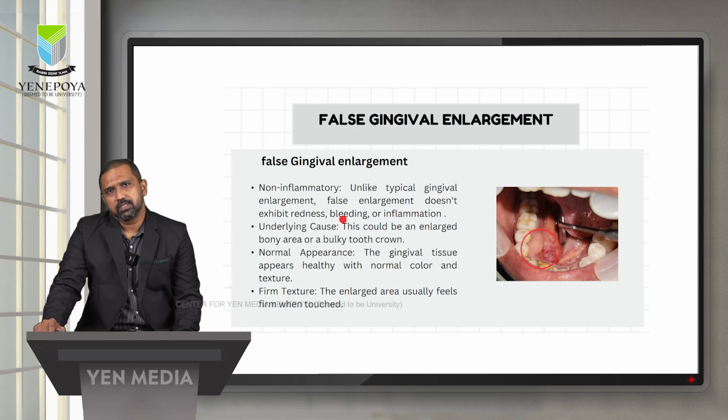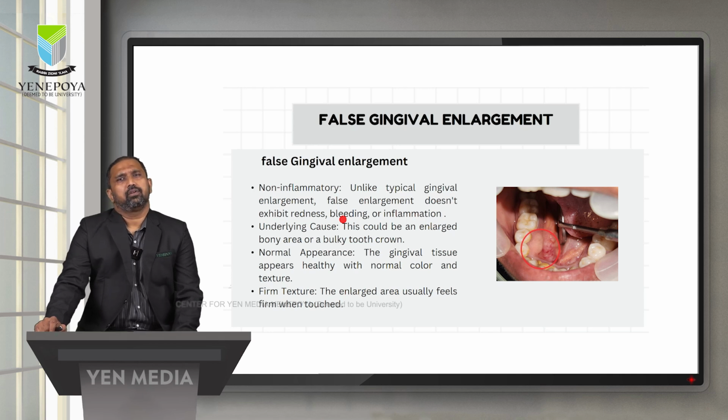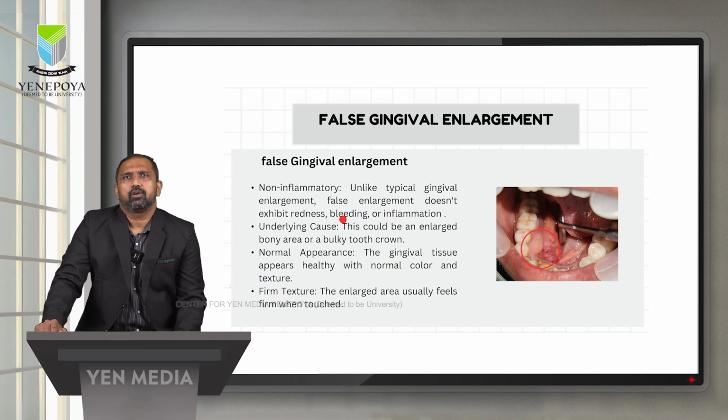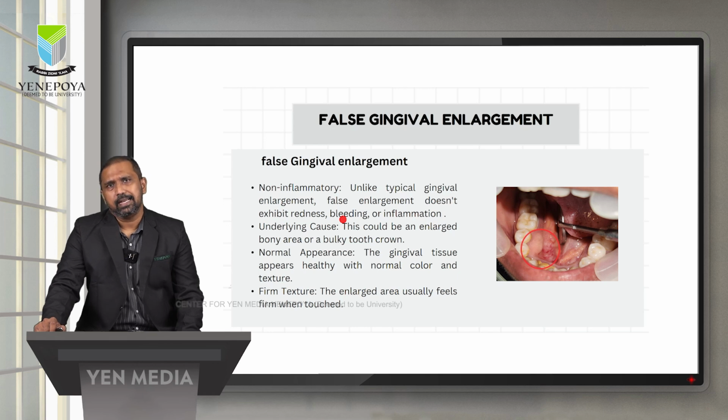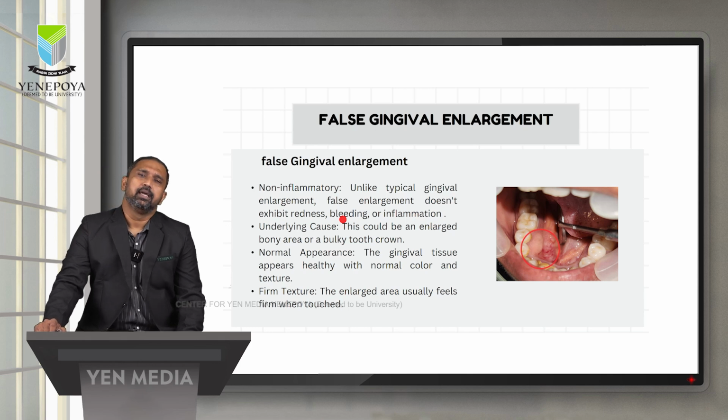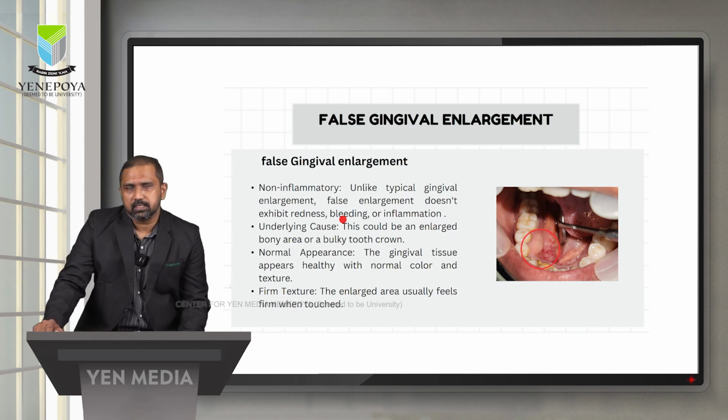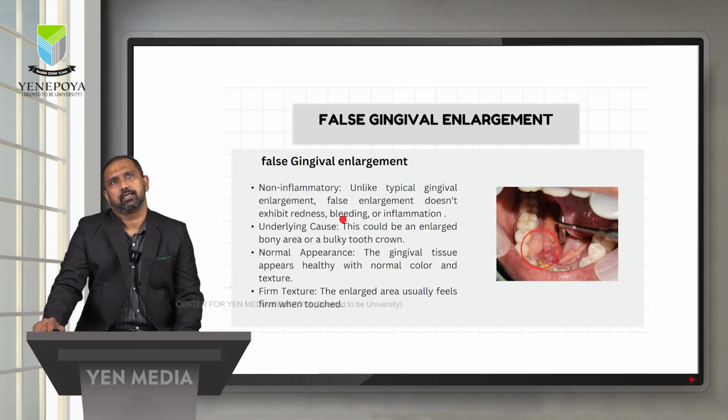This is called a false enlargement, and if it is related to developmental enlargement, it usually does not require any treatment unless it interferes with normal aesthetics and function, or with denture-related treatment. That is the time when you require surgical intervention for this kind of enlargement. That is called a false gingival enlargement.